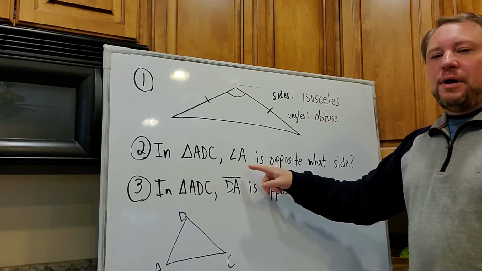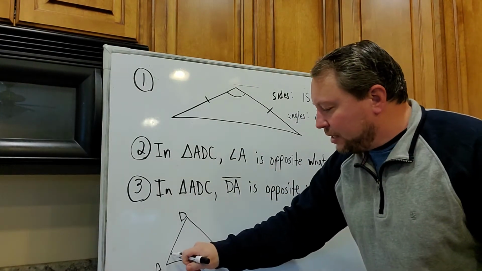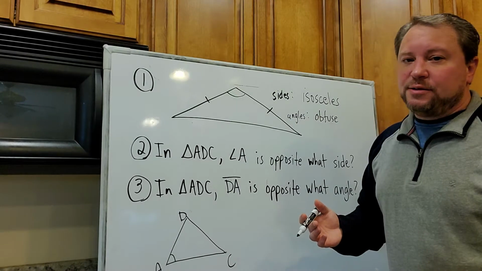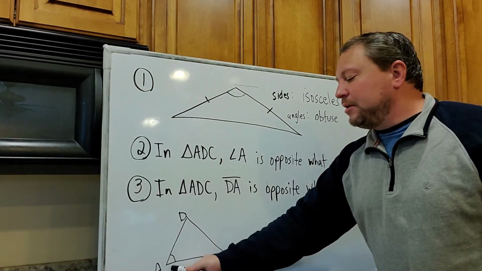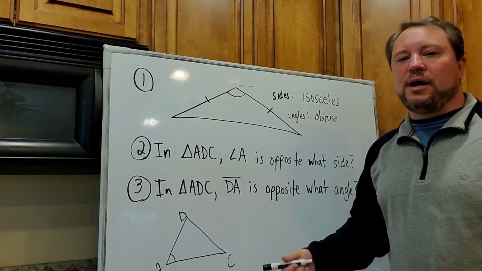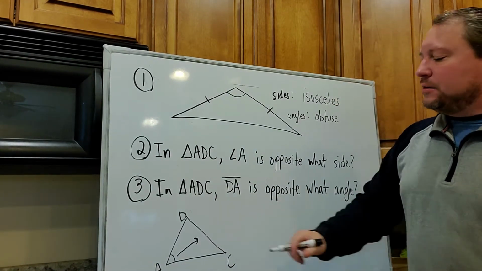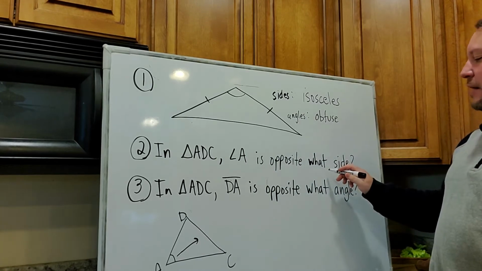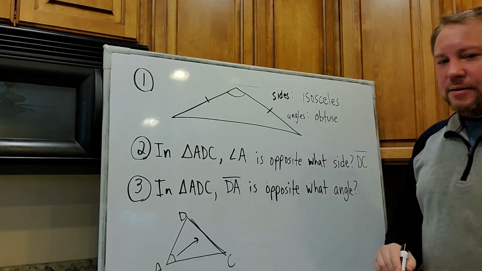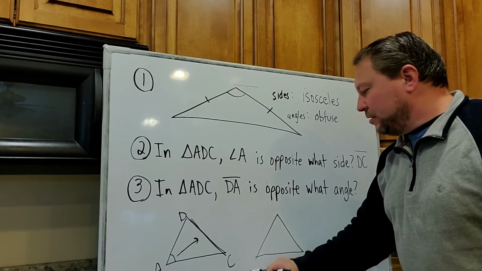Okay, now, on problem number 2, they want to know angle A is opposite of what side? Well, here's angle A. And in a triangle, keep in mind, since there's only 3 sides and only 3 angles, opposite of an angle is not another angle. You know, how would you decide between D and C who would be considered opposite? Instead, opposite of an angle is a side. And you can see across from angle A is the side DC. You see it right there? DC.